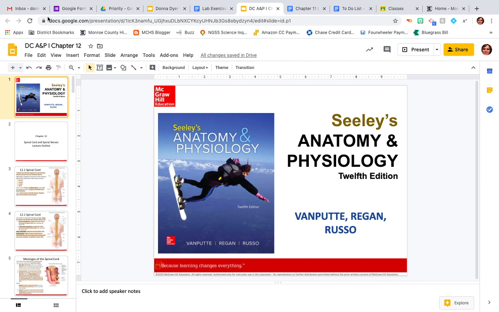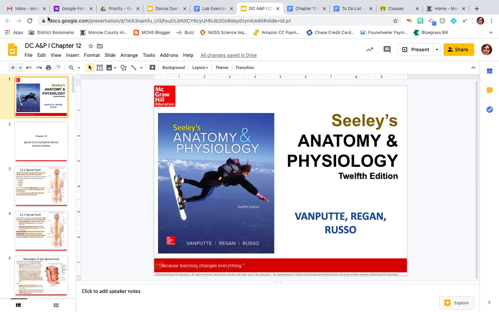So we're going to learn a lot more about the spinal cord. You're going to get to learn about all the different parts of that gray matter and white matter that are in the spinal cord. And we're also going to learn about the spinal nerves and how they form and how they branch off the spinal cord and what information they carry.